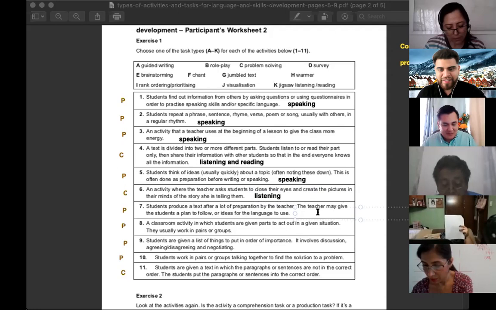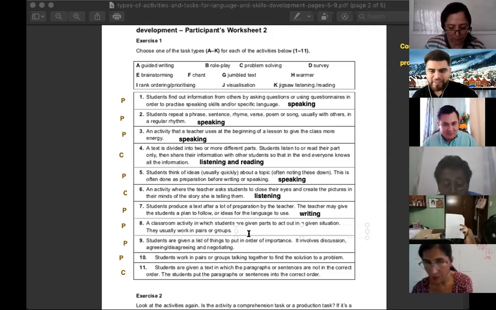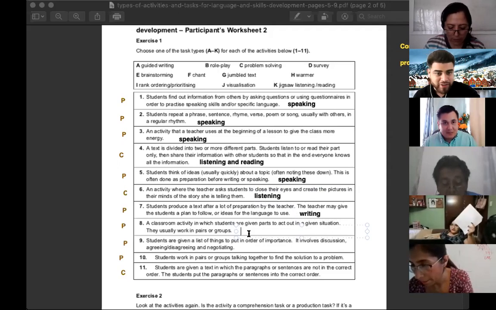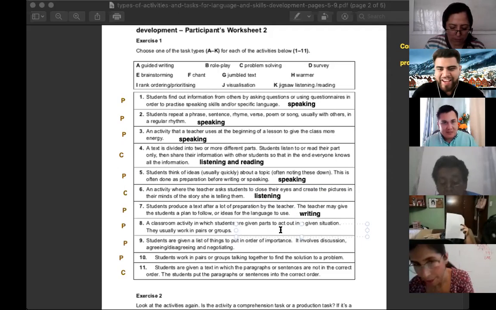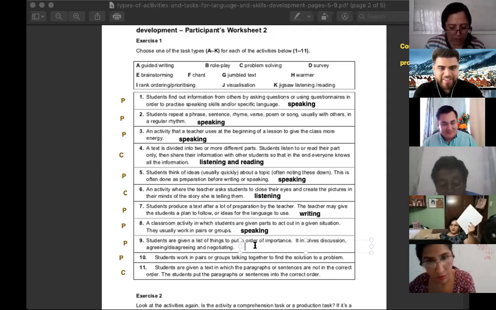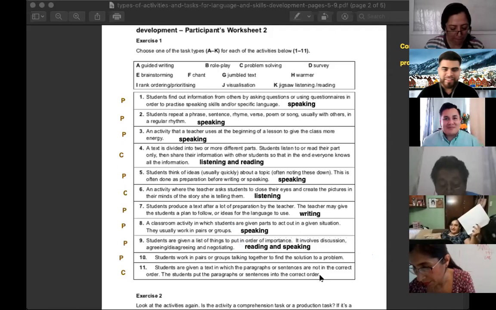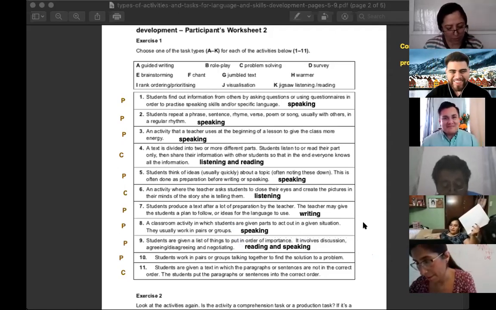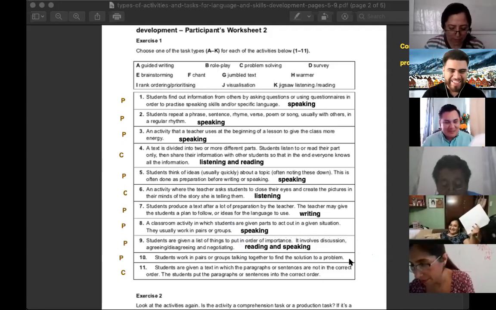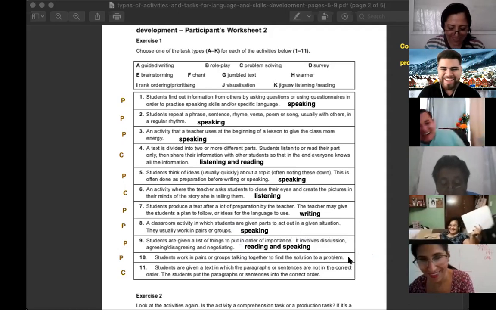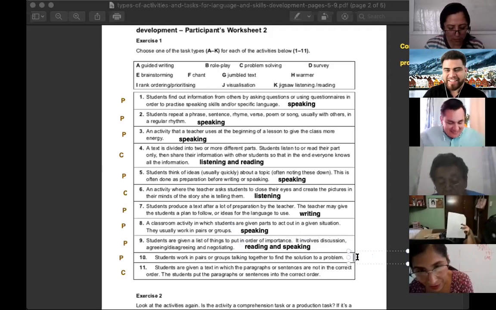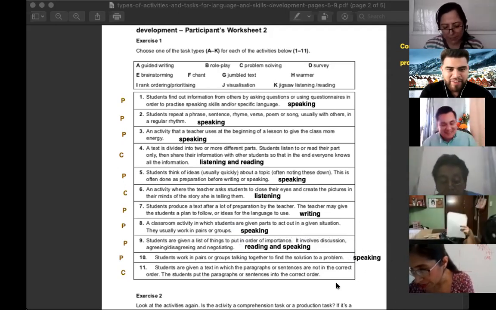Seven. Writing. Okay, nine. Speaking. Oh, sorry, eight. Eight is speaking, yes. Number nine. Speaking, and reading too, because they are putting them all up. I think both speaking and writing. And reading. Yes, it's reading. Okay. Number 10. Speaking. Talking. All right. And 11.